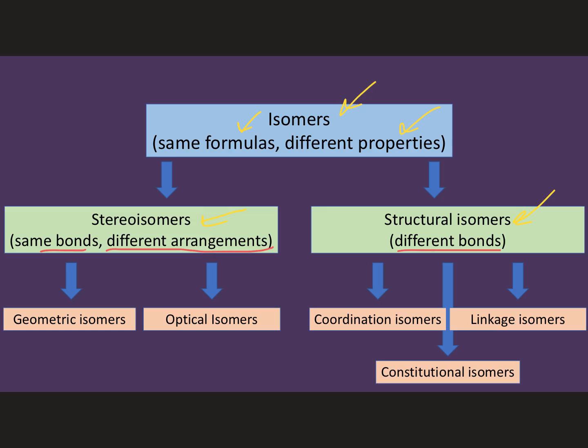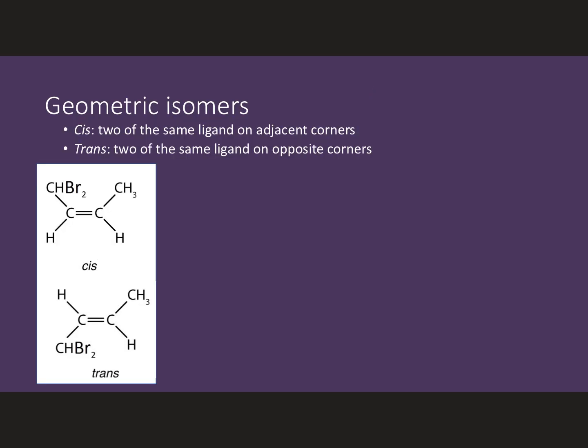Now, underneath each one of these, we get some more different categories. Under stereoisomers, we have geometric isomers, and we have optical isomers. Over on the structural, this is where we're going to see some of the new stuff, specifically the linkage and the coordination isomers. And you've probably seen constitutional isomers before, so hopefully those will be the review. Really, the two that are going to be interesting are going to be here and here in terms of inorganic chemistry.